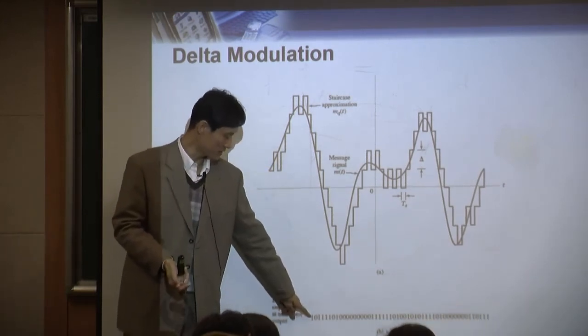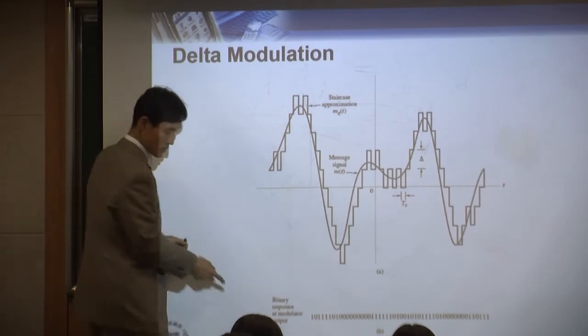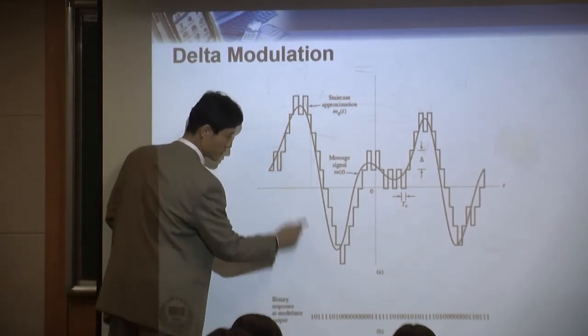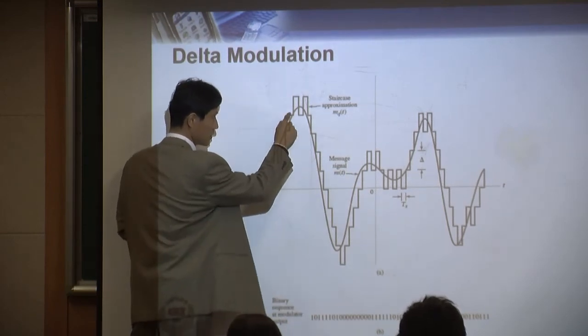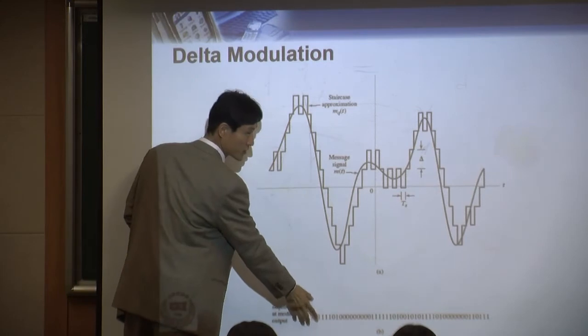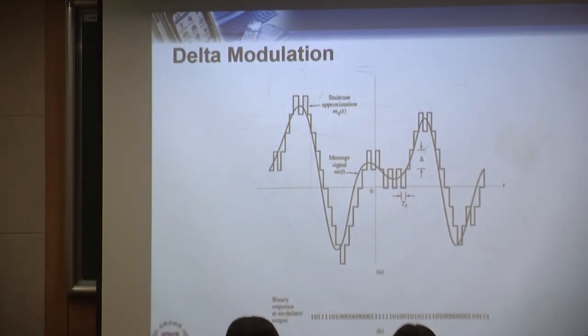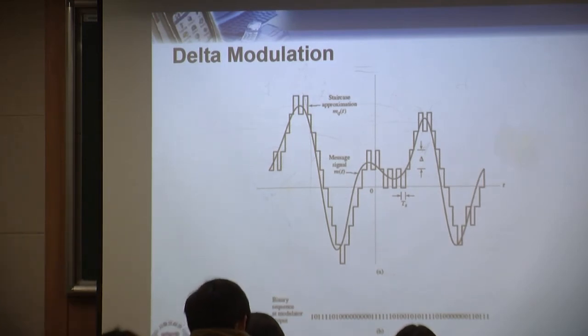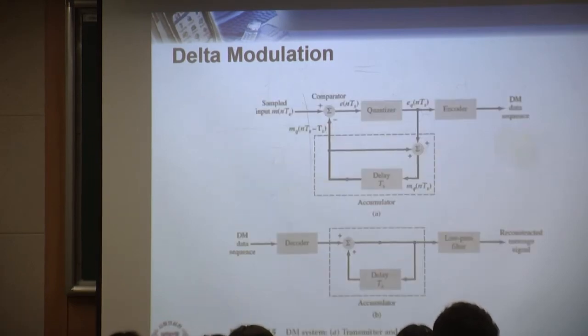So just compare this bit sequence with this graph. 1 means up, 0 means down, and here 1, 1, 1, 1, something like this, right? So that's going to be the output of your DM modulation. So eventually the analog signal is now converted into a bit sequence like that. That's the DM modulation. Okay, so that's some of the equations.